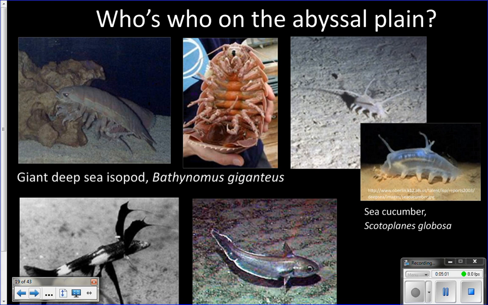You saw the deep sea isopod. This is what it looks like in the water. Here's a sea cucumber that we find down here, grenadier fish, and then another type of tripod fish.